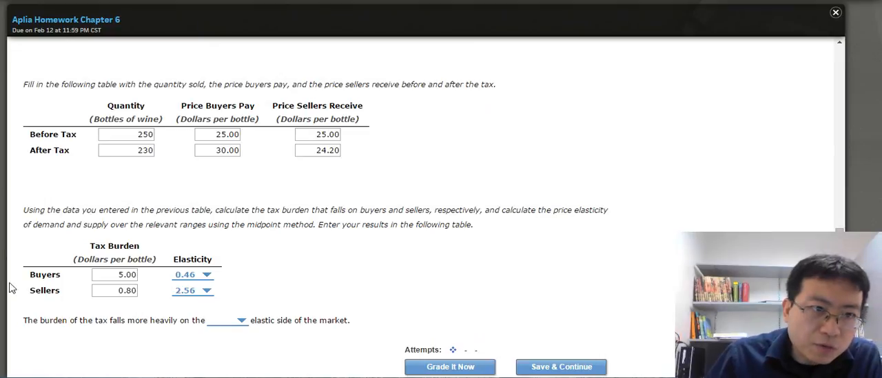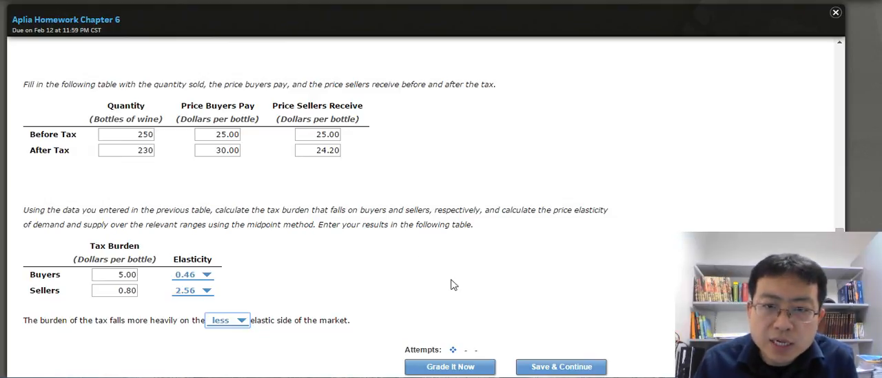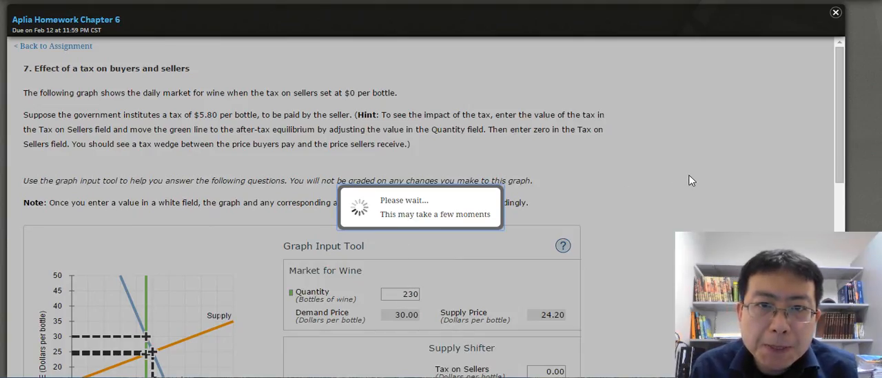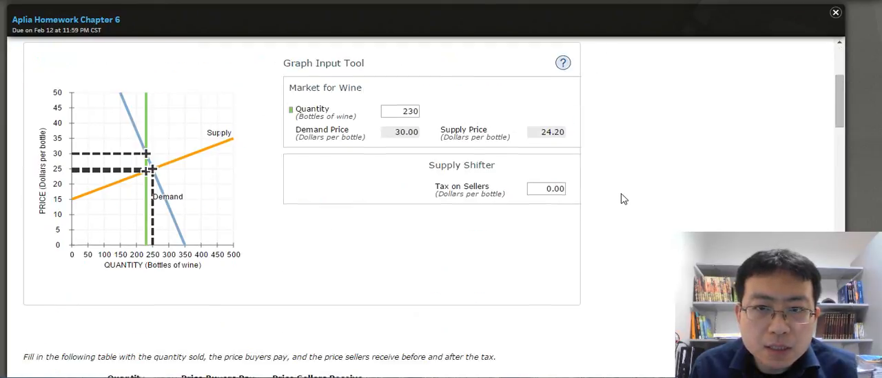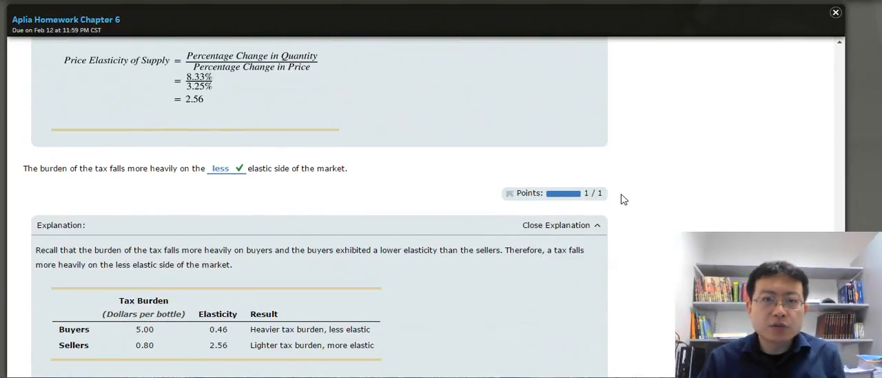And then if you compare, for buyers, their elasticity is less than 1, we call this inelastic, and then they're going to pay $5 for the tax. For sellers, their elasticity is 2.56, so they're elastic, and they pay only 80 cents for the tax. So the tax burden falls more heavily on the less elastic side of the marketplace, because buyers are inelastic, they pay a bigger part of the tax. Okay, so let's grade it now, see how we do. Check, okay. So we got it right.